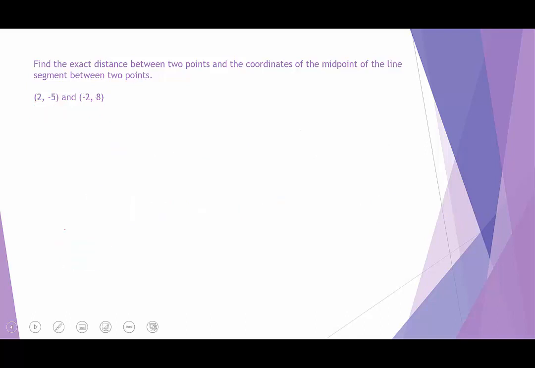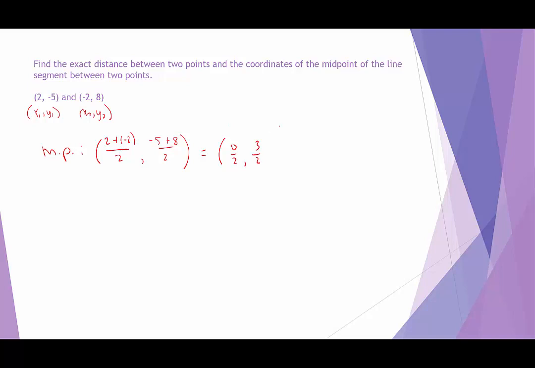In our next example, we have the ordered pairs (2, -5) and (-2, 8). Again, if you want to, you can label these x1, y1 and x2, y2. To calculate the midpoint, I'm just going to label it MP. We would add up the x coordinates, 2 plus -2, and divide by 2. To find the y coordinate of the midpoint, we will add up the y coordinates and divide by 2. Let's simplify these. 2 plus -2 is 0, and 0 over 2 is 0. Then here we get 3 over 2. You can leave 3 over 2, or you can convert it to a mixed number, 1 1/2, or you can convert it to a decimal, 1.5.